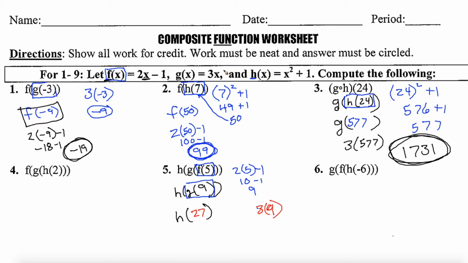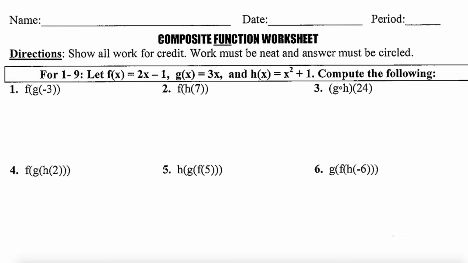So now we go back up to the h. Now we're going to put a 27 in there. We have 27 squared plus 1. 27 squared is 729. 729 plus 1 is 730. There's my answer for number 5. Just start in the middle and work your way out.